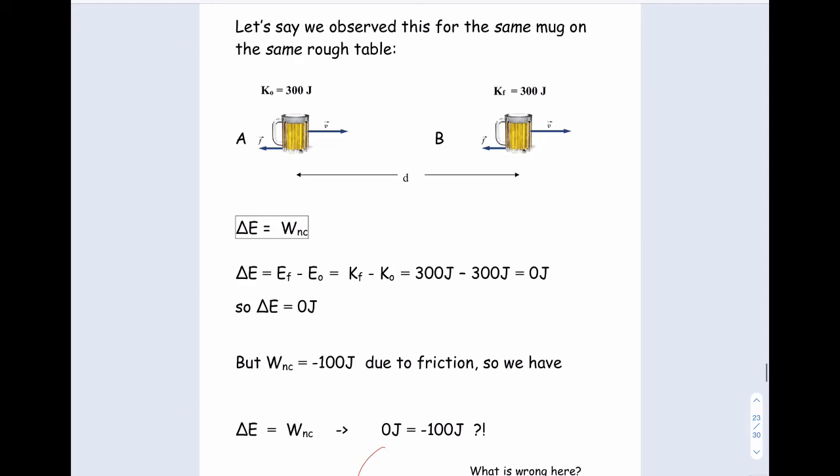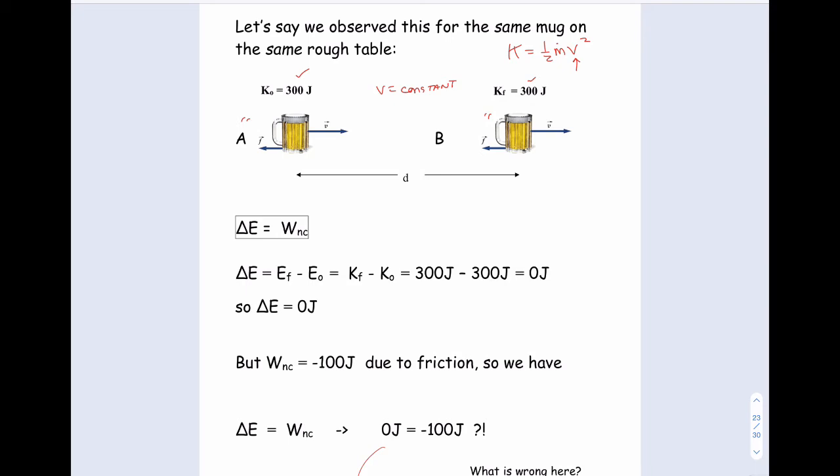Okay, let's say same situation. This thing's sliding. Now is it going faster or is it going slower? Well, kinetic energy is 1/2 mv squared, so m's not changing. And here the kinetic energy is 300, and here the kinetic energy is 300. So that means the speed's the same. So it's going at constant speed.